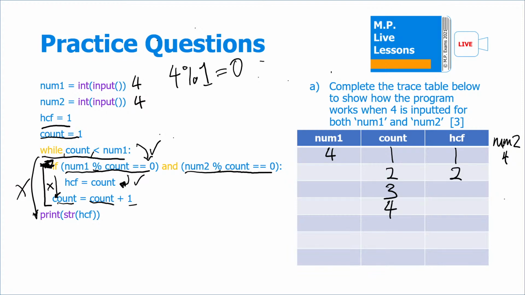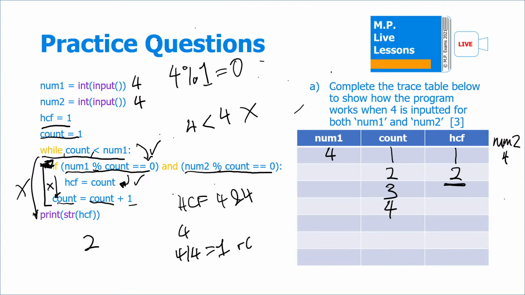And goes back to the while statement. So is count, which is 4, less than num1, which is 4? It isn't anymore. So it ends this while loop and just prints out what is in HCF, which is 2. So it prints out 2. Right, that's what it means in the question. And this doesn't work because the highest common factor of 4 and 4 is meant to be 4, because 4 divided by 4 is 1, remainder 0. So something is wrong with the program here.